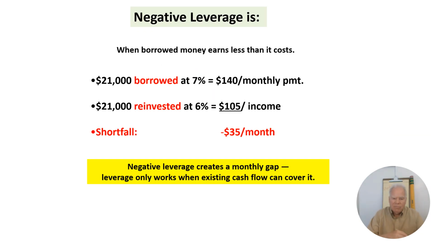This is negative leverage, when borrowed money earns less than it costs. And here, the loan requires a $140 monthly payment, but the reinvestment at 6% only produces $105 a month. That leaves a $35 monthly gap. Now you can cover that gap for a while with your existing cash flow, but that's how people get caught. If income doesn't grow, negative leverage compounds in the wrong direction.